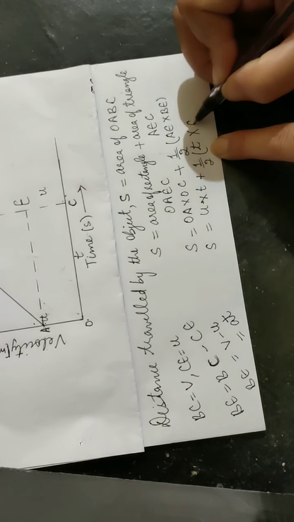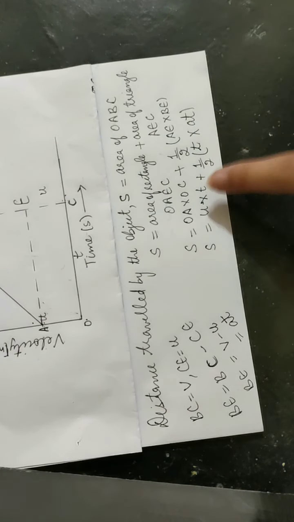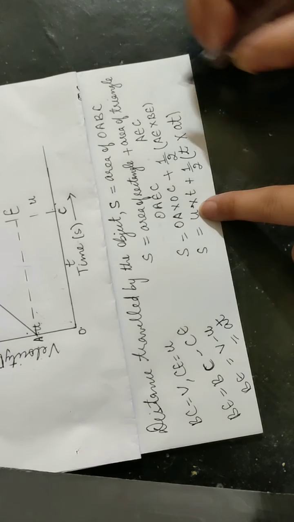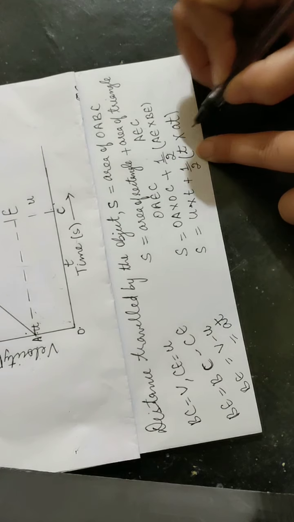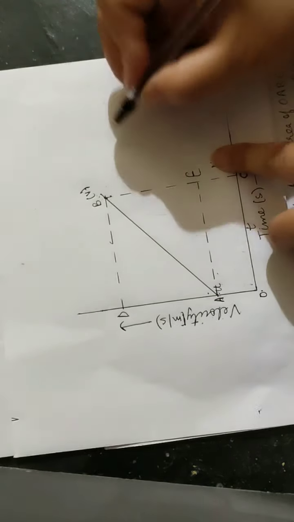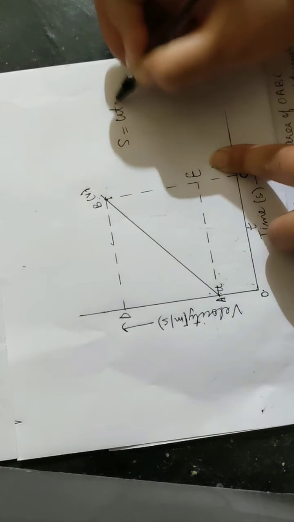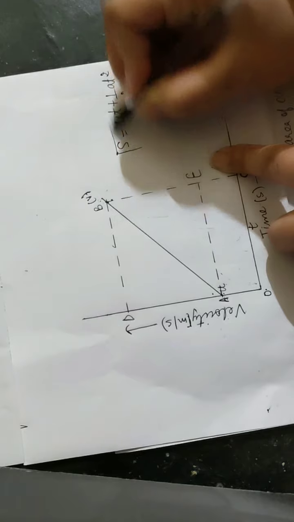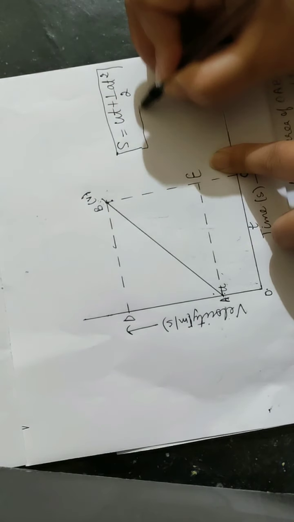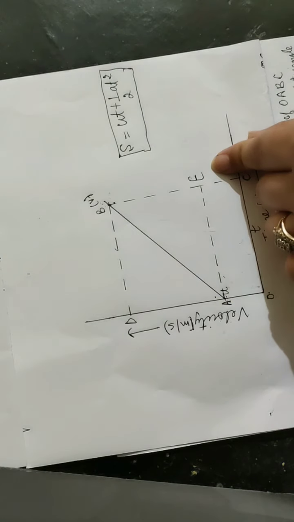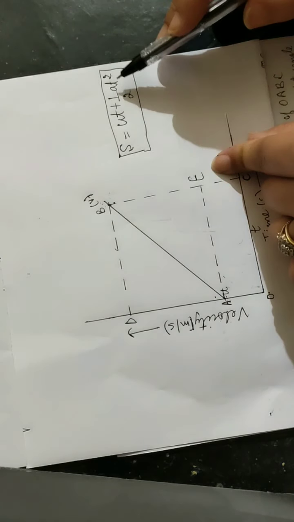So, substituting here, what do we get? S is equal to UT plus half of AT square. That is, S is equal to UT plus half of AT square. This is the second equation of motion, which shows the relationship between position and time.